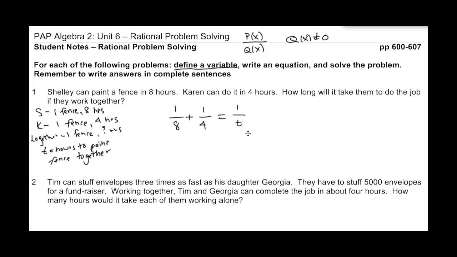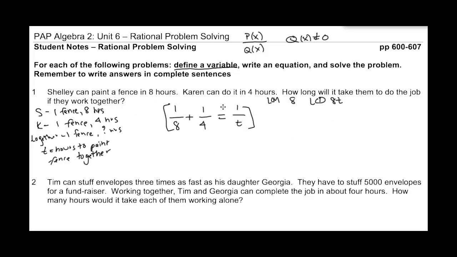From here, it's just solving rational equations like we did before. So we're looking for the least common denominator. Now we have some numbers. So the very first thing we want to find out is what the least common multiple between them is. And here it is 8. So that my least common denominator, when I take a look at all denominators, here I just have numbers, but there's a t, will be 8t.